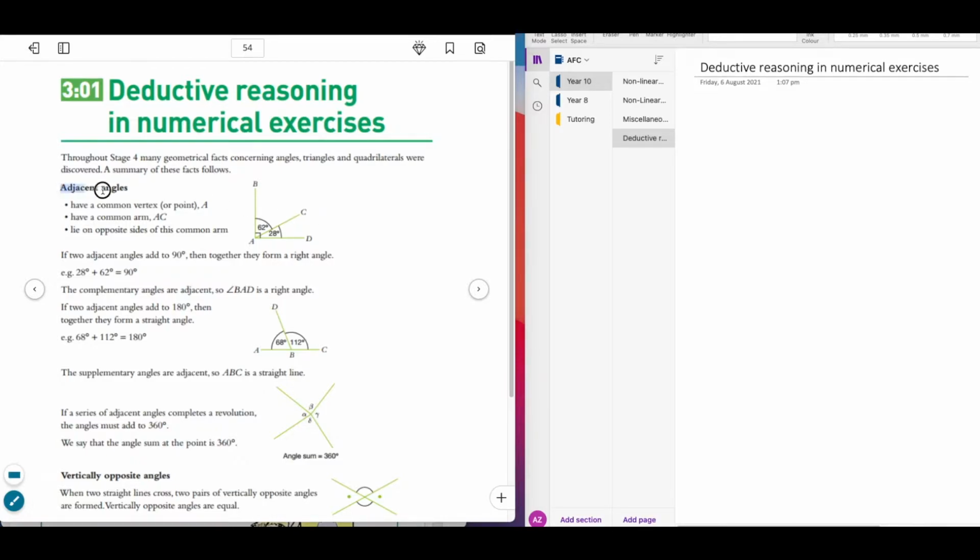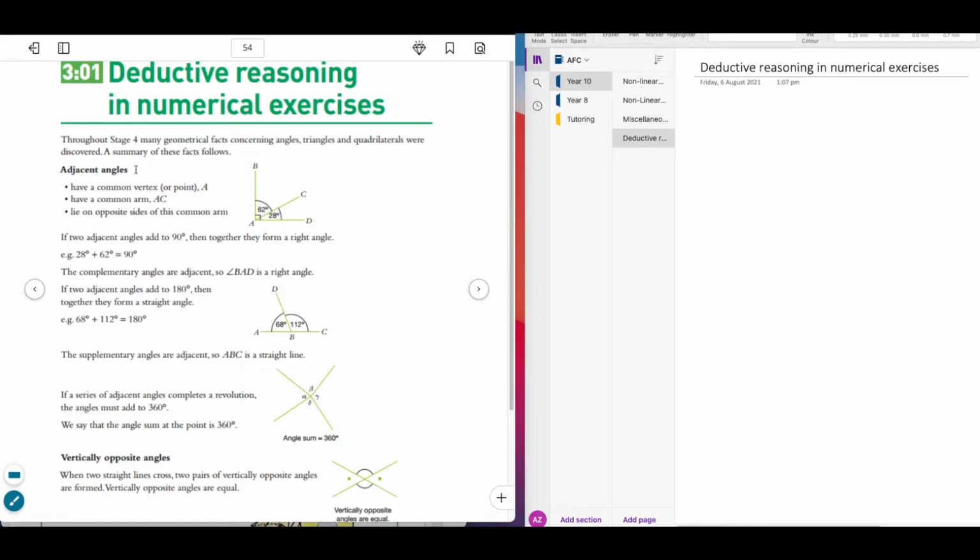So what are adjacent angles? Well, adjacent angles are two angles right next to each other, right? They don't have to add up to 90 degrees. So if I have an angle like this, say this is ABC, D. So ABD is this over here, and DBC is this over there. These two angles are adjacent because they're right next to each other. That's what adjacent means. Now, if two adjacent angles add up to 90 degrees, then it forms a right angle, right?